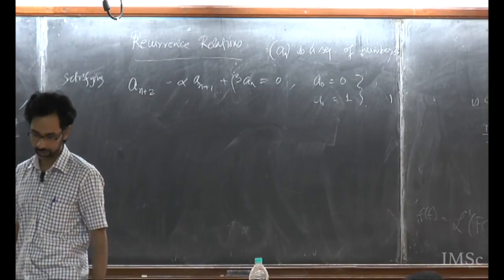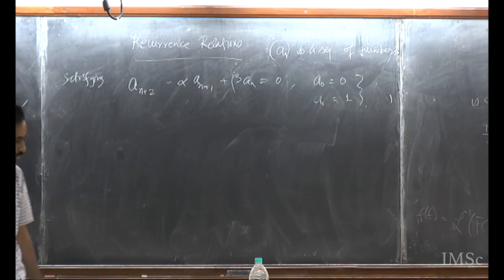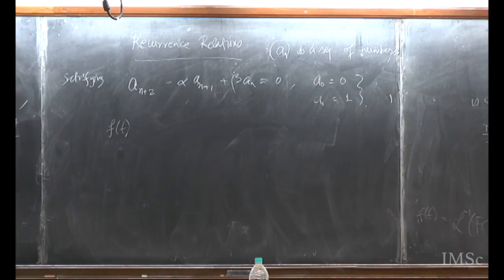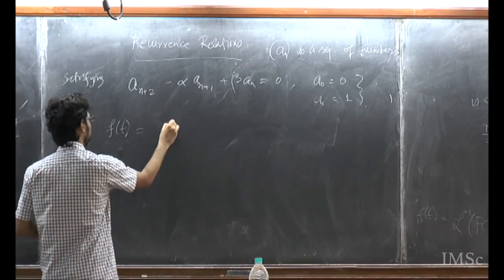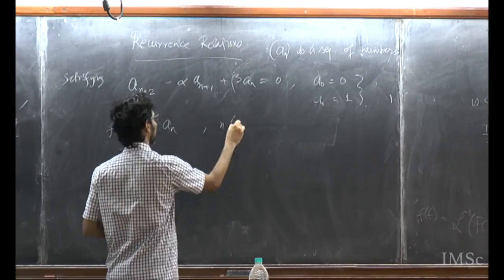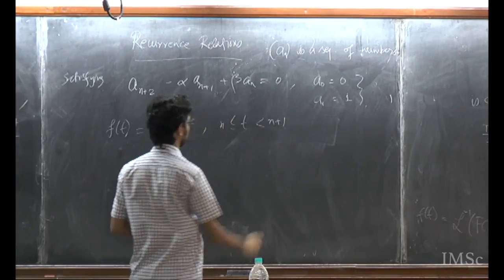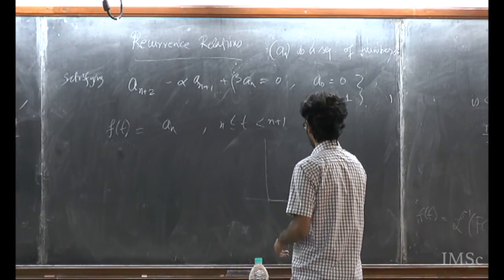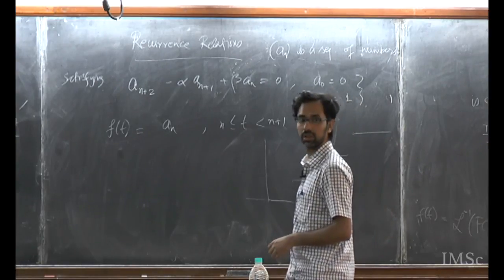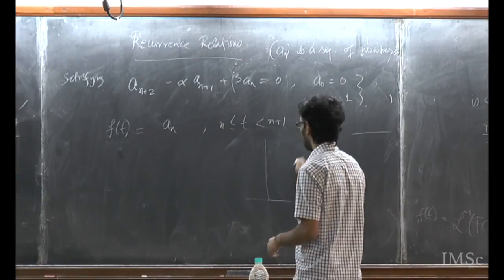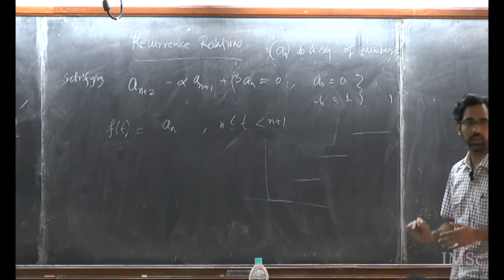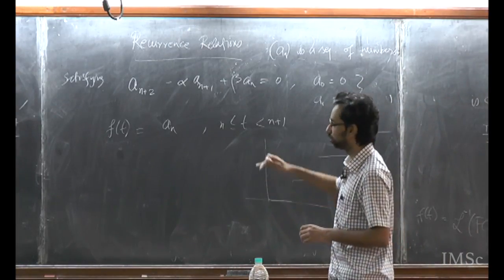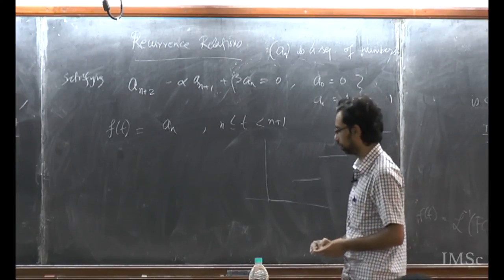So let's try to solve this equation. What is the idea here? I define a function f(t) on the positive real line as follows. f(t) is just a_n for n less than or equal to t less than n plus 1. So what does this function look like? This is 0, then 1, then 2, then 3, and so on. I'm sorry, it's just a_n. It may not be 1, 2, 3, 4, but whatever the value of a_n is, it will take. So if a_n is 1, 2, 3, 4, n, then it will just be something like this.